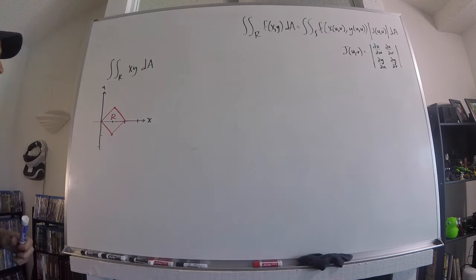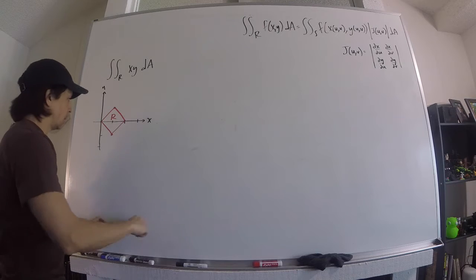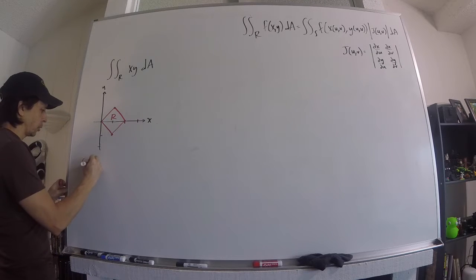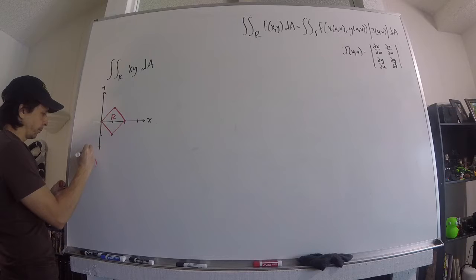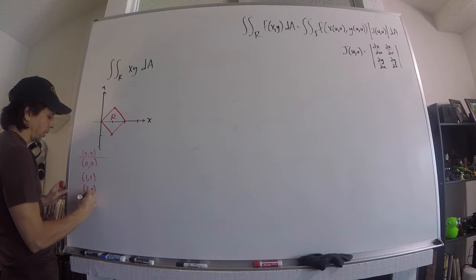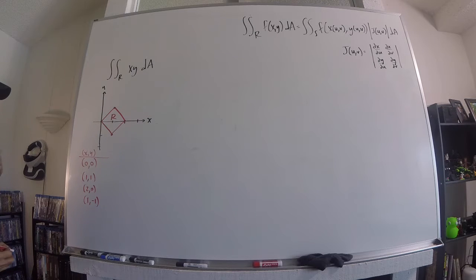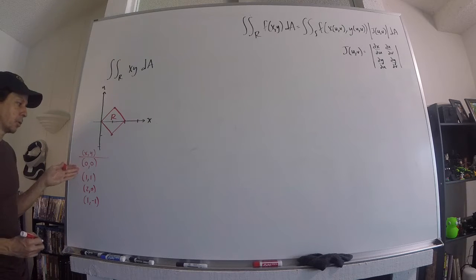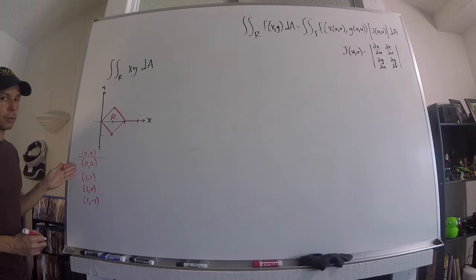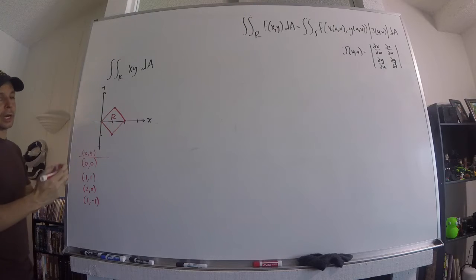So to come up with your own U and V, I had you convert the vertices from x and y to u and v. Your vertices were 0, 0, and you converted that to u, that's x and y. What's another one? 1, 1, 2, 0, and 1, negative 1 were your vertices. Another thing, if you're going to come up with your own, it often helps to look not at the vertices of a polygonal region, but at the bounding curves that I was looking at earlier.